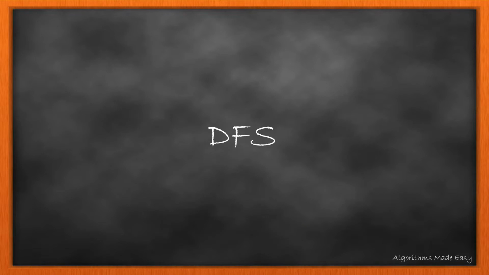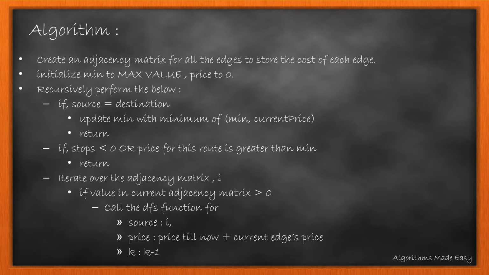As this problem is an example of finding the shortest path in a weighted graph, let's use DFS. Here is the algorithm. We will first create an adjacency matrix and initialize min and price with max value and 0 respectively. We will then recursively perform the following operations.